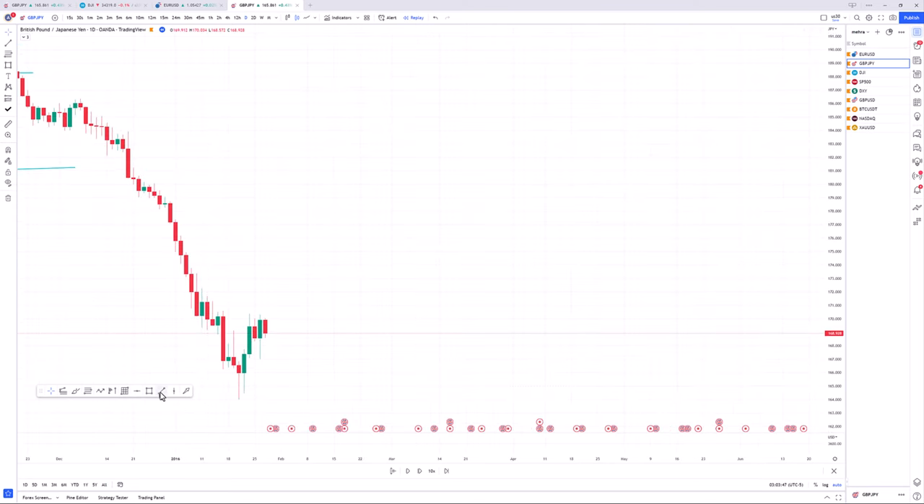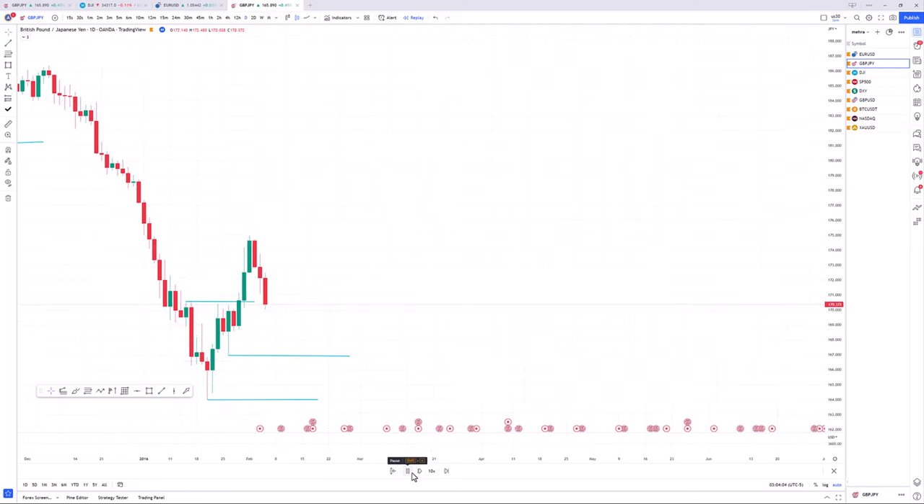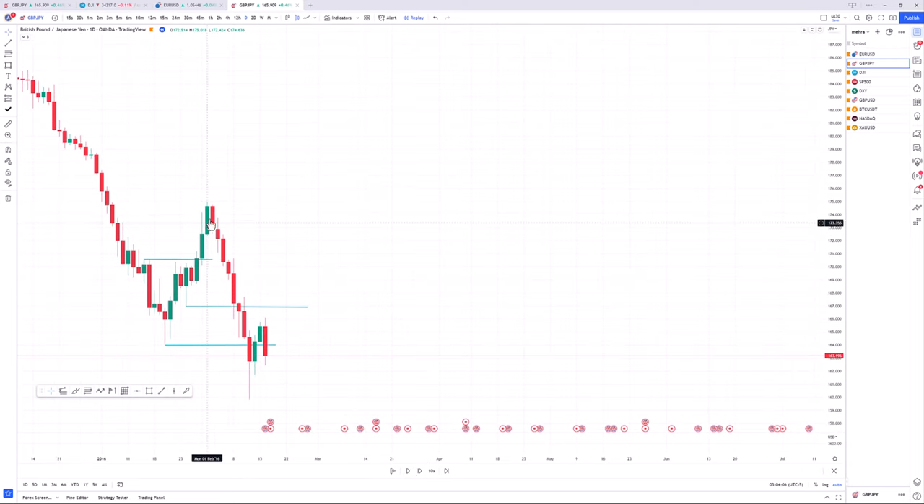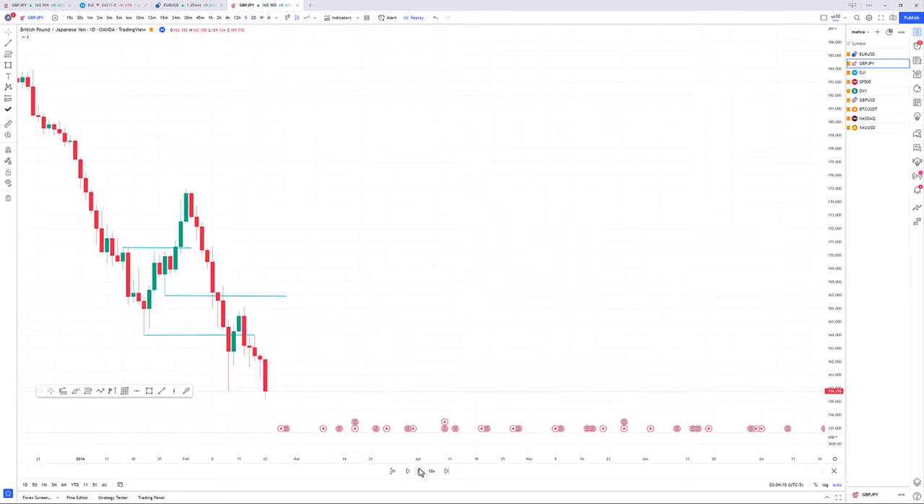Anyway, we have a liquidity pool here. When it's just one point, we call that a liquidity point. When it's multiple points, we call that a liquidity pool. We have these kinds of liquidity. You can see that it grabs this liquidity and reverses. It grabs this liquidity and I think it reverses as well.